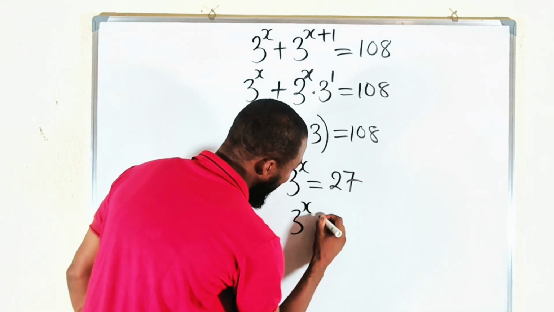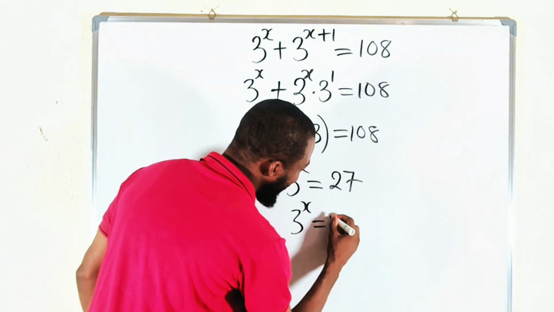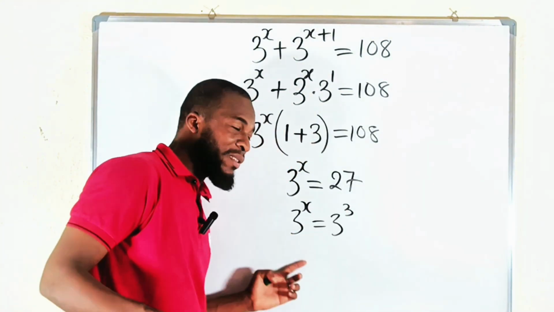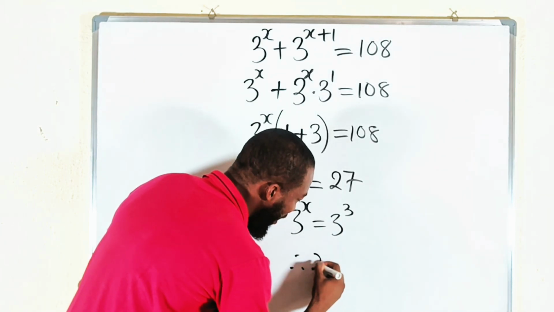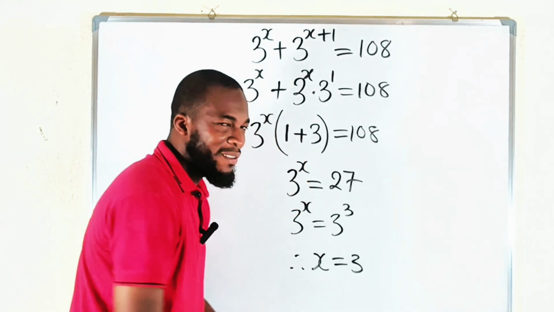3 to the power of x equal to 3 to the power of 3. The bases are the same, and hence you can equate the exponents. Finally, x equal to 3.